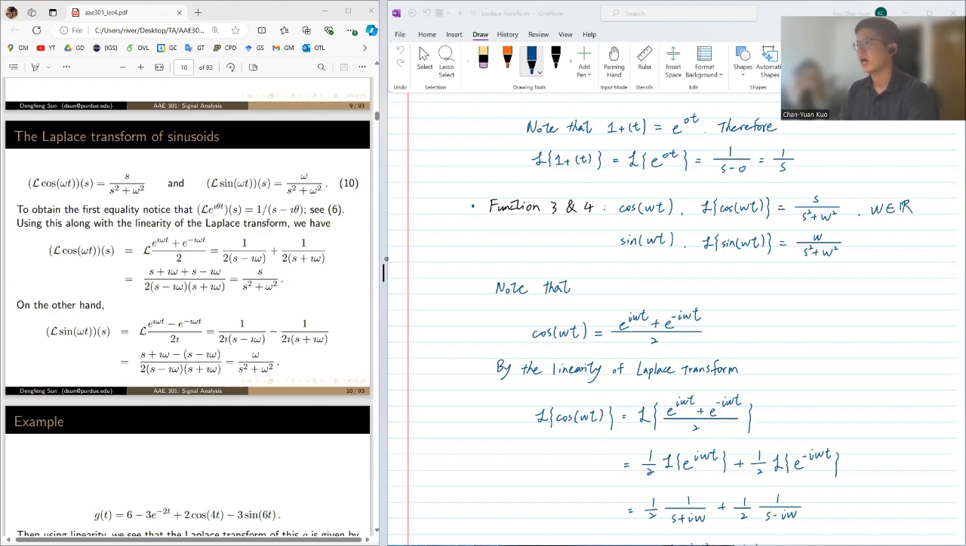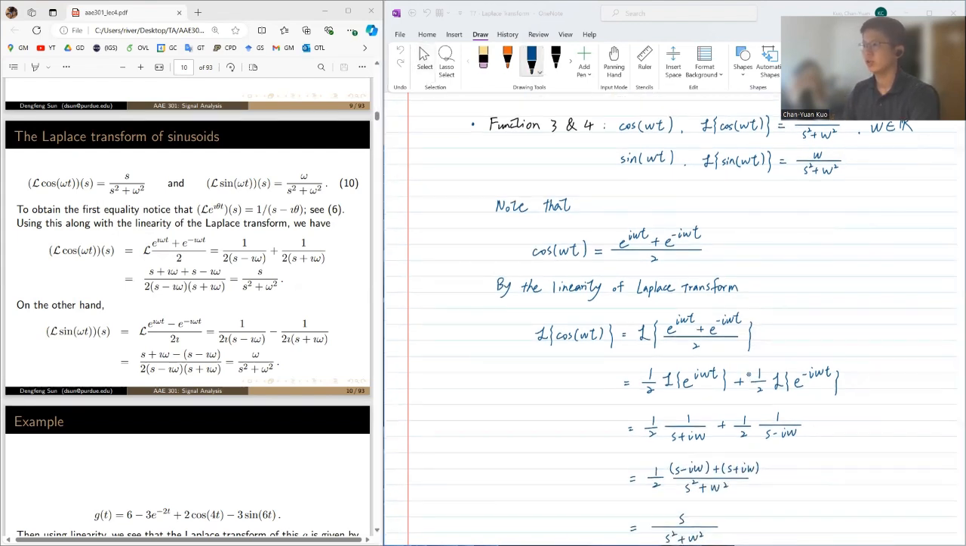So now let's look at how we can derive the Laplace transform of cosine of omega t. First, let's recall that cosine of omega t can be expressed as e to the I omega t plus e to the negative I omega t over 2. Then by the linearity of the Laplace transform, we know that the Laplace transform of cosine omega t can be expressed as 1/2 times the Laplace transform of e to the I omega t plus 1/2 times the Laplace transform of e to the negative I omega t.